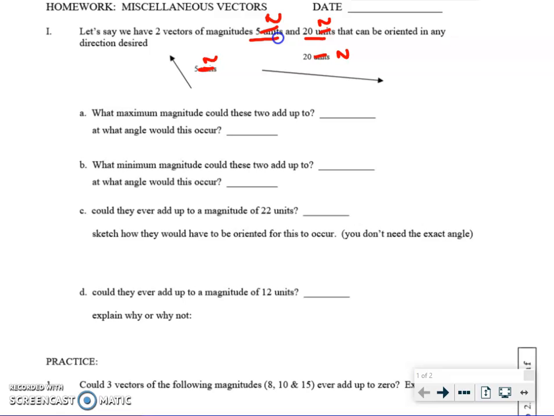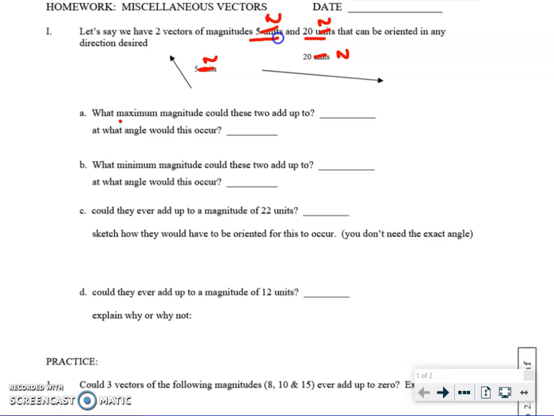So what we want to understand is, what could they possibly add up to? Or I could put it another way, could they possibly add up to this value? And you'd answer yes or no, and say why. So to do this, we just want to remind ourselves that when you add vectors, 20 plus 5, it doesn't always add up to 25. It can add up to a number of values depending on their angles. So we're going to look at it out of the extreme.